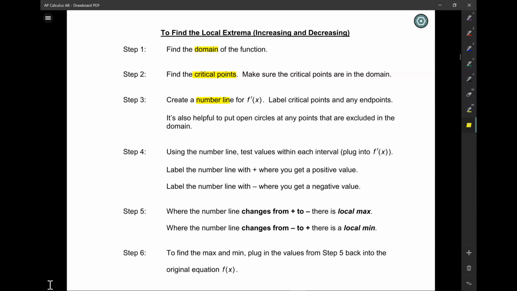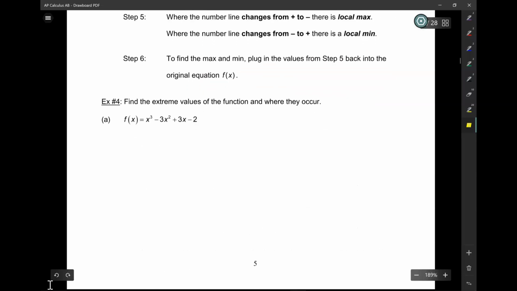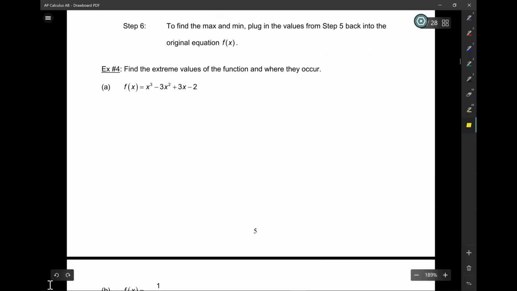I'm going to actually solve this example, and then you can compare with the steps I've written down here. First was to find the domain. Here is a function, a polynomial function. What's the domain of this function? All real numbers, negative infinity to positive infinity.